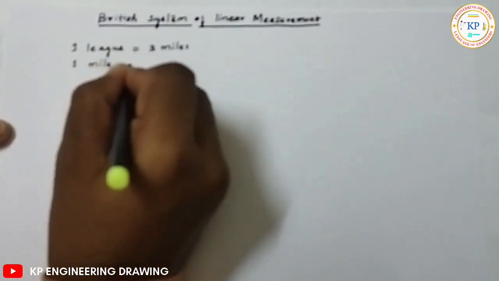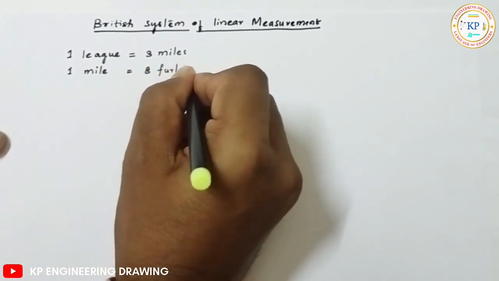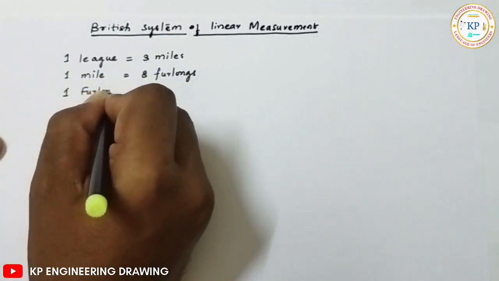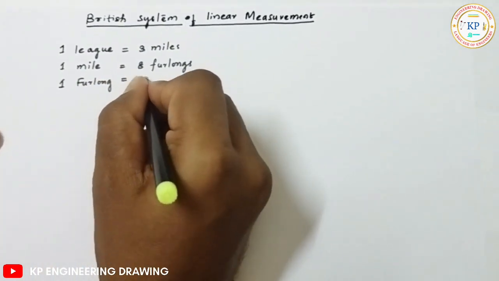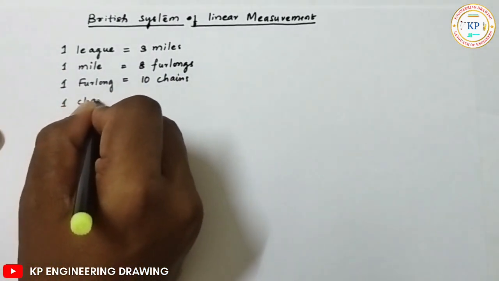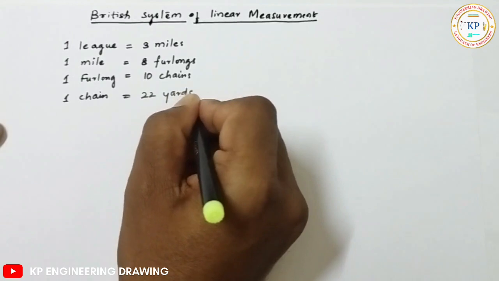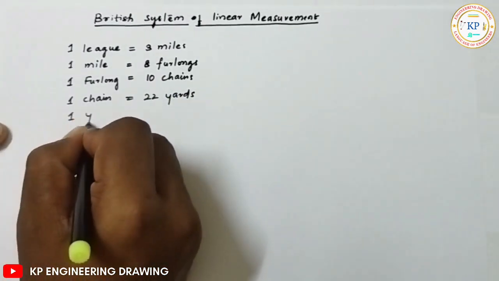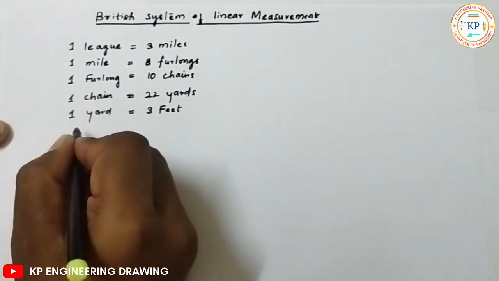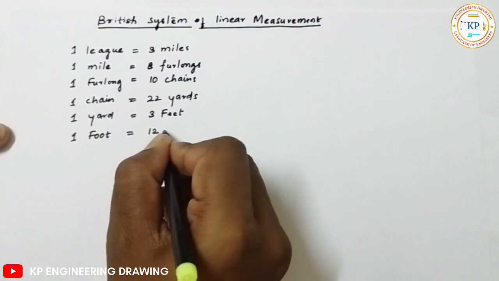1 mile is equal to 8 furlongs. 1 furlong is equal to 10 chains. 1 chain is equal to 22 yards. 1 yard is equal to 3 feet. 1 foot is equal to 12 inches.